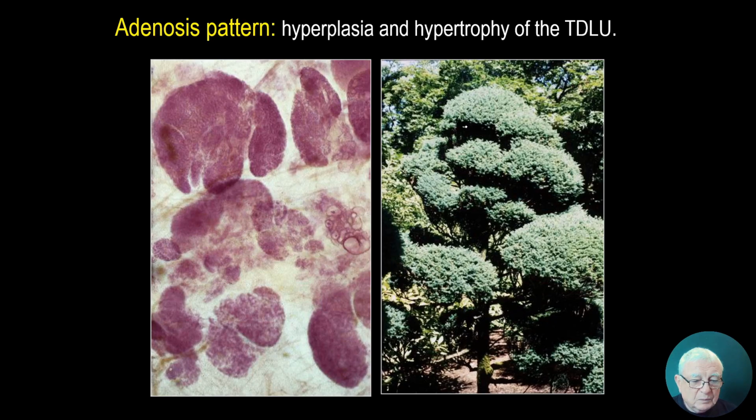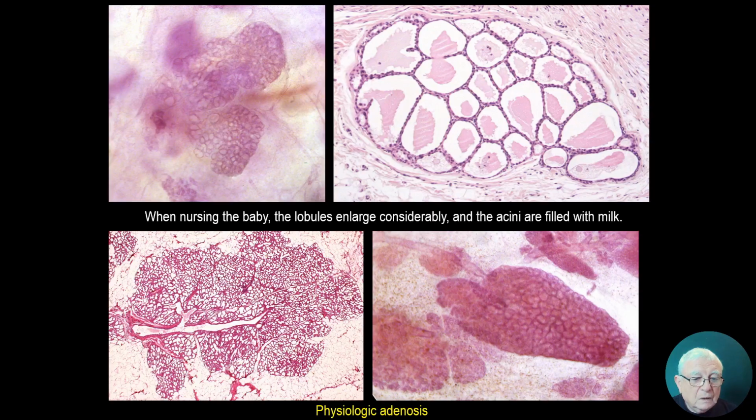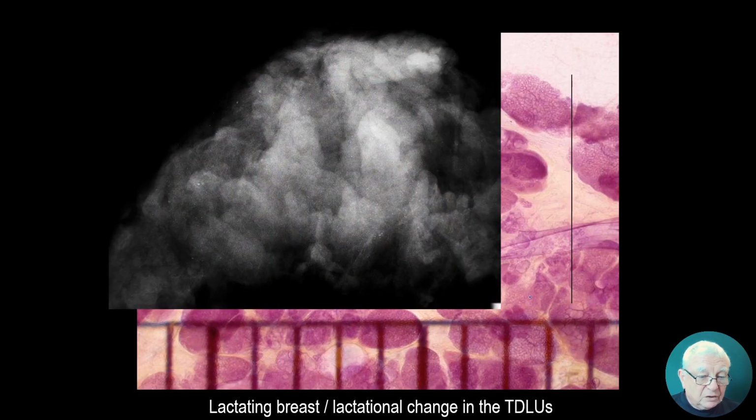Comparison with nature. 3D pathology. When you look at this, I hope you have this in mind. There is physiologic adenosis, and that's called pregnancy and lactation. This is an acinus, and this is called milk. Of course, it's not 1.5 millimeter, but much bigger. And the ducts are distended, contorted. You look at it, bilateral symmetrical picture, you know exactly that this is lactating breast.